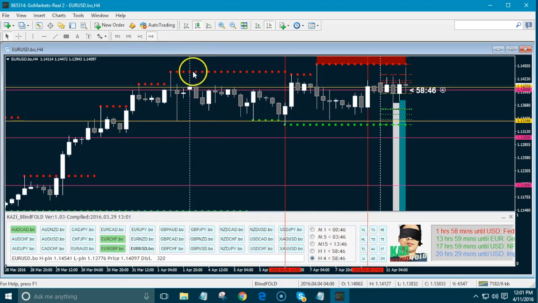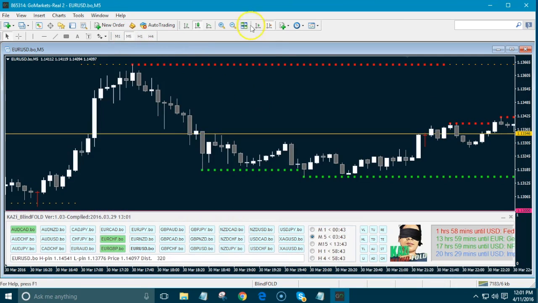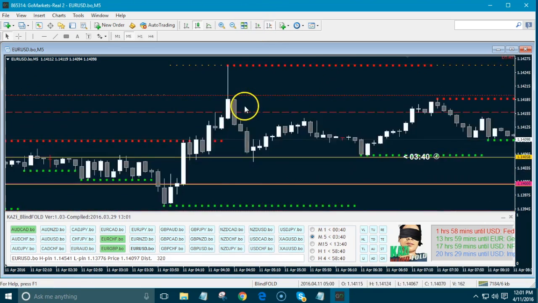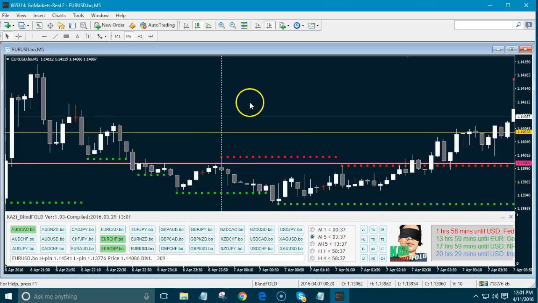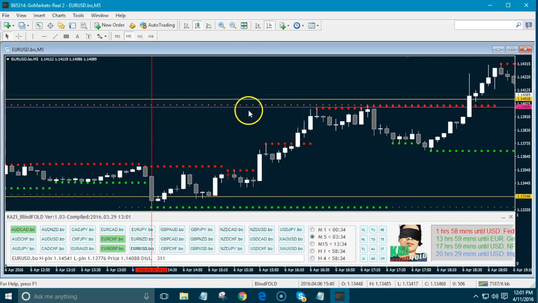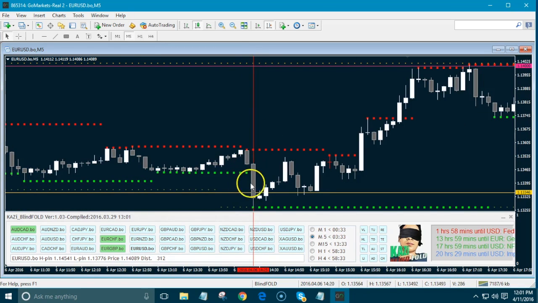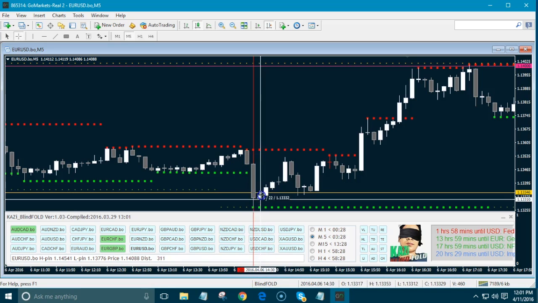And when we switch back over to our 5-minute chart, what we're basically looking for is the market to reverse from that point within the 5-minute time frame, and that's basically what BlindFOLD is all about. So let me get back to my chart here. Okay, so this is actually where it hit on April the 6th. It hit here, and immediately it reversed.